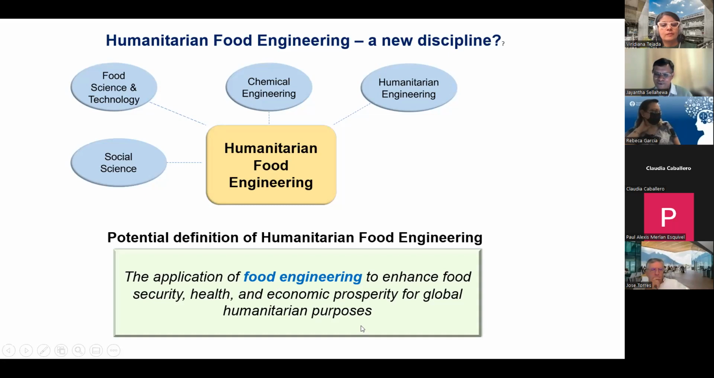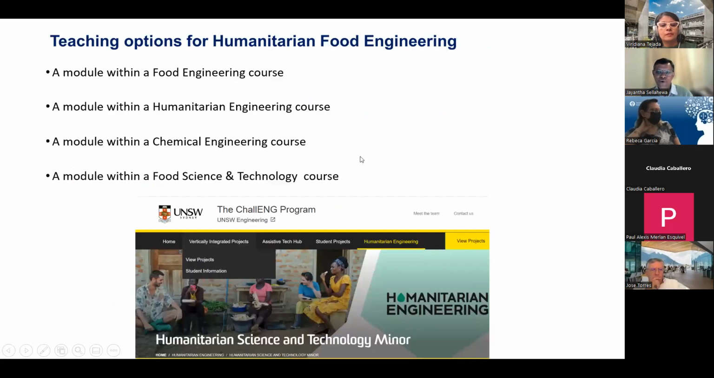You will see this is exactly the definition we used before, but I replaced food science and technology with food engineering. So with that thought, if you believe that it is worthwhile training students in this area, the question is, how do we do it? Do we have it as a module in a food engineering course, or do we have it as a module in a humanitarian engineering course? Or do we have it as a module in a chemical engineering course or in a food science and technology course?